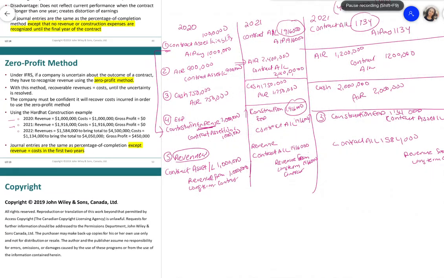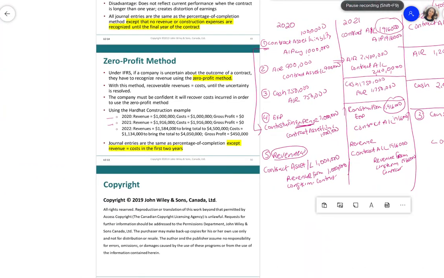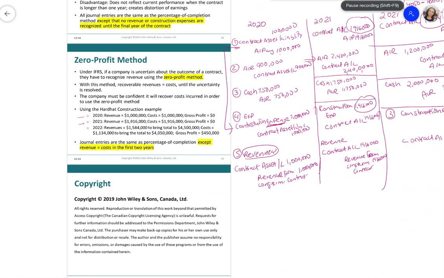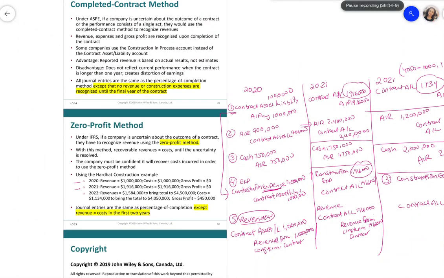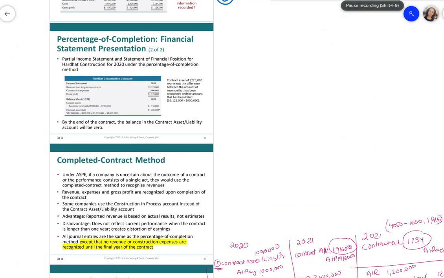Now that is it. There are 3 methods: the percentage of completion method, the completed contract method, and the zero profit method. The entries are similar, but in some we have more entries and in some we have fewer entries. That's the only difference. Other than that, it's the same theory. This is to be used for long-term contract methods. So that's the second part of chapter 6, long-term contracts. I'm done. We finished chapter number 6.